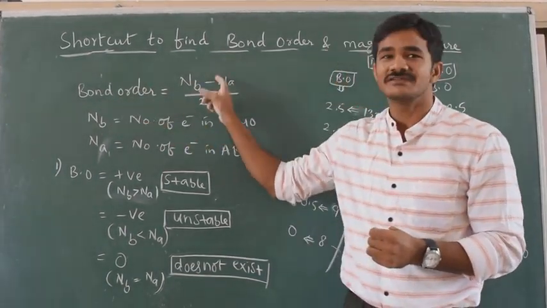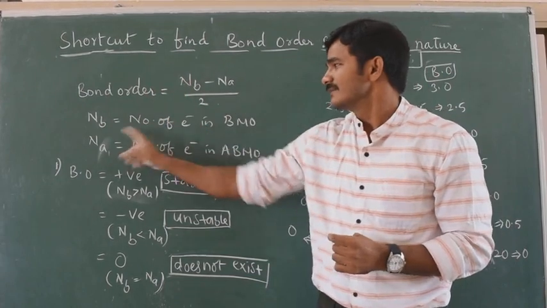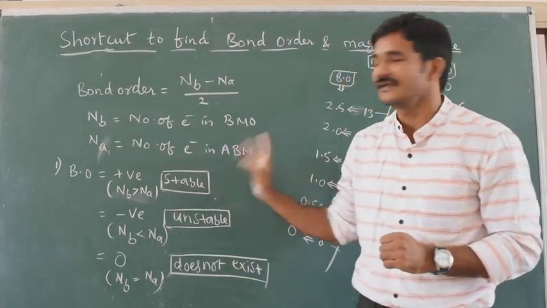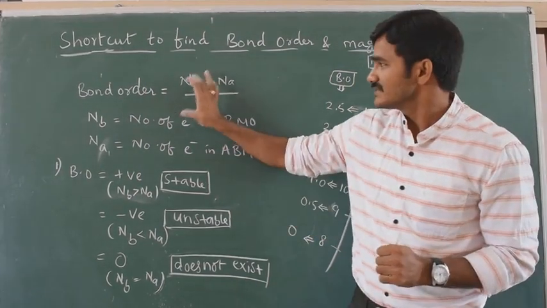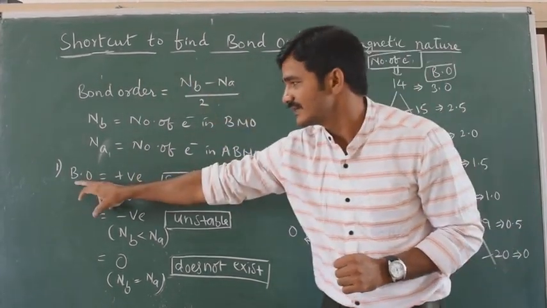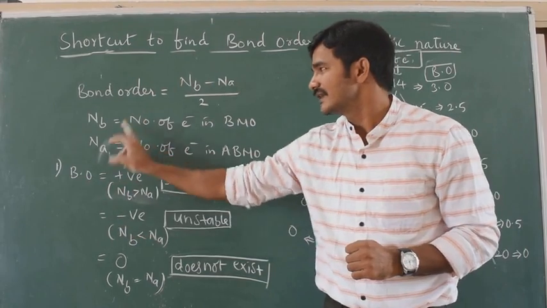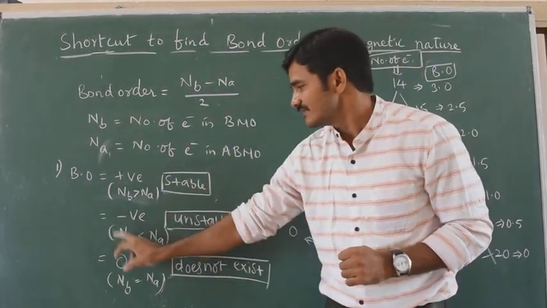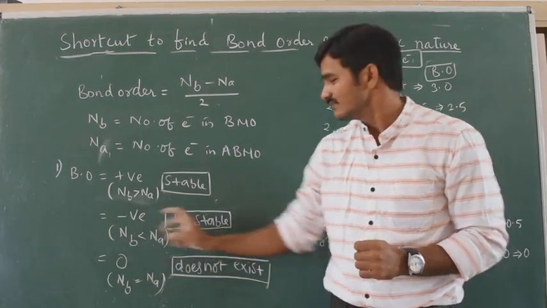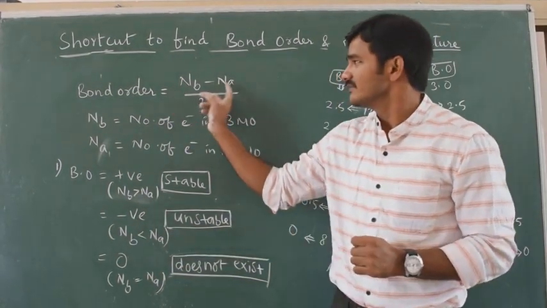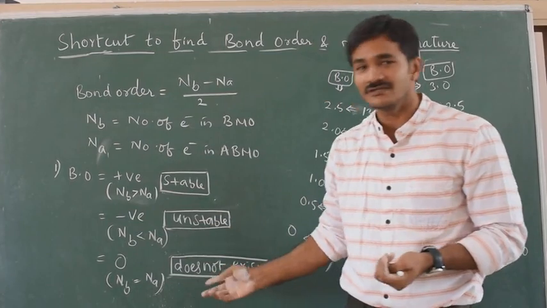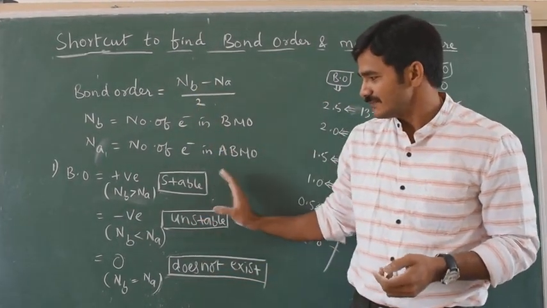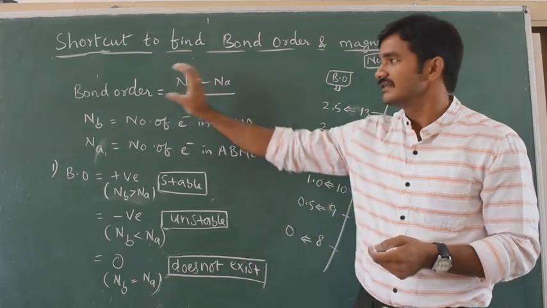Bond order, we know, is (Np minus Na) by 2. Np is the number of electrons in bonding molecular orbitals. Na is the number of electrons in anti-bonding molecular orbitals. Based on this value, if you get the bond order positive, that is Np greater than Na, you get a stable molecule. If Np is less than Na, that is negative, we get unstable. If both are equal, Np equals Na, then it becomes 0, and that molecule does not exist.